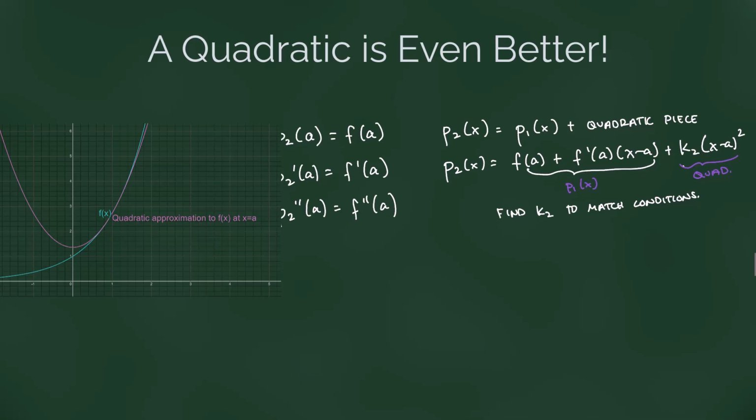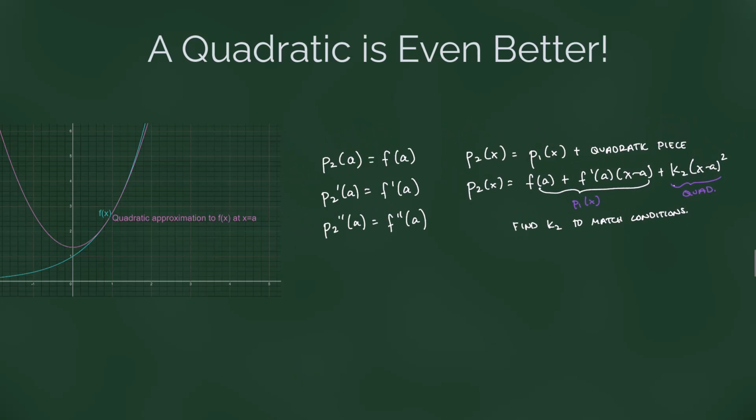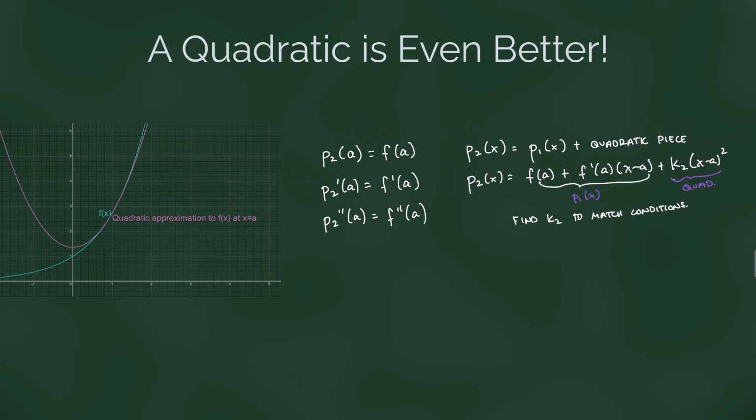Let's check to see if our first two conditions are true. So let's look at P2 of a. P2 of a is going to be f of a plus f prime of a times a minus a, I'm plugging a into my equation, plus k2 times a minus a squared. Well, we've got a bunch of zeros in there, so we do see, in fact, that P2 of a is equal to f of a, and the first of our conditions has been met.